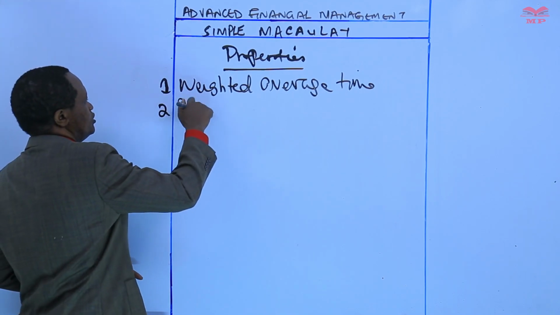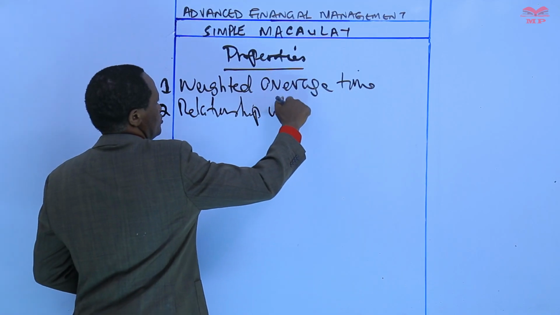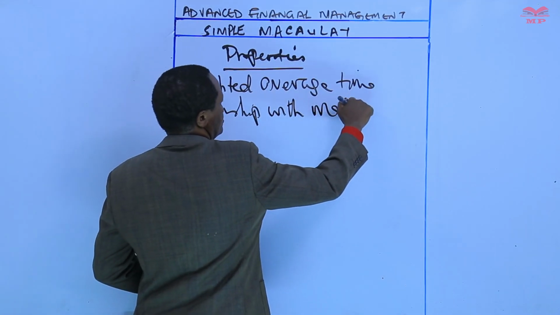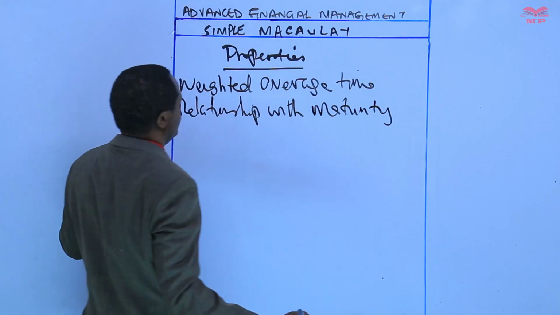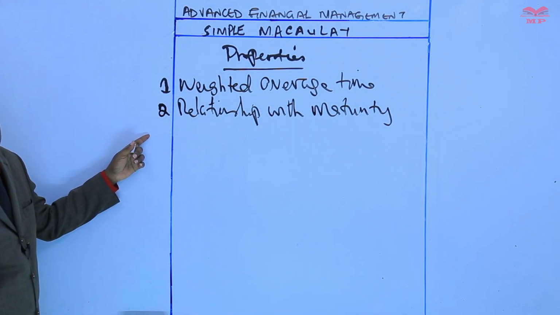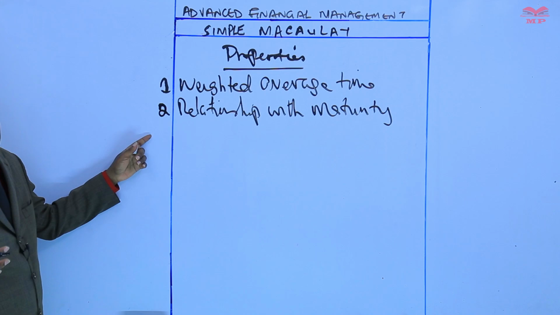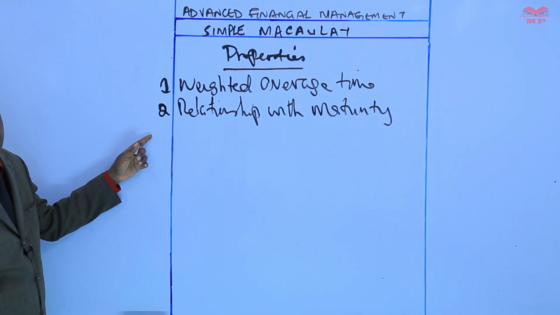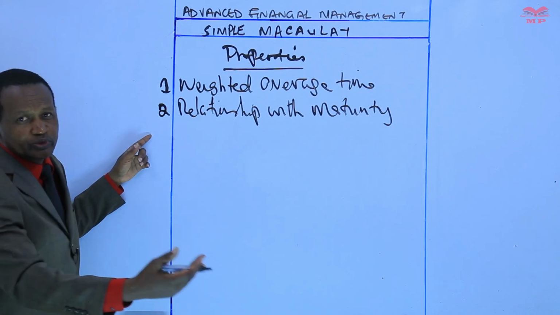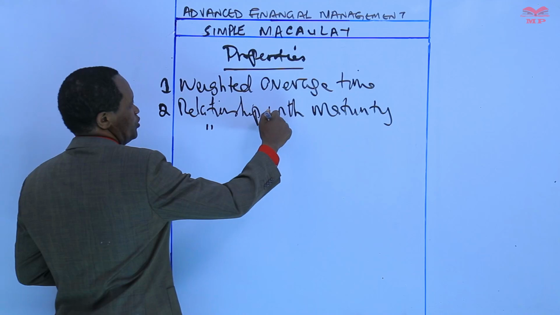Number 2, relationship with maturity. Relationship with maturity is the second property. Generally, Macaulay duration increases with the bond's maturity, and for example, for a zero coupon bond, the Macaulay duration is equal to its maturity.